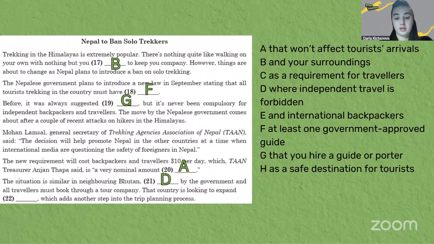And last, that country is looking to expand what? As a safe destination. So this country wants to expand itself to be a safe destination for tourists. As I can see, you had small mistakes. It's okay, you will work with them, but don't forget about the strategies that I told you about.